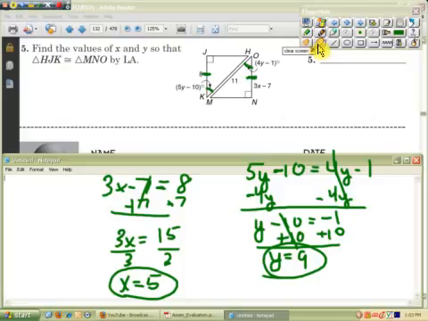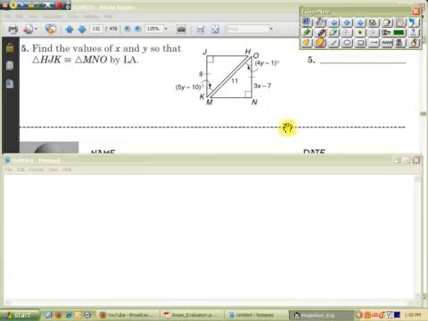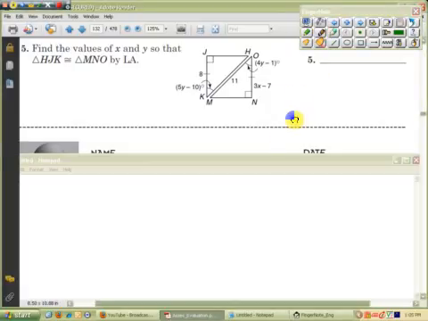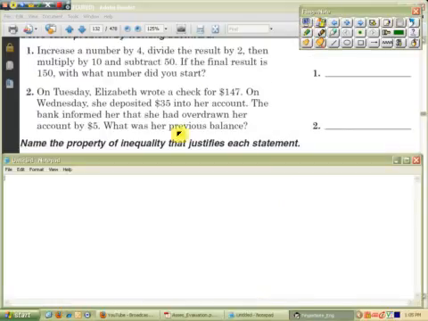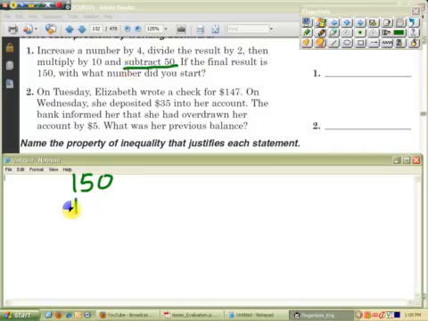So let's get rid of this and move down to number 1 on the next section. What you want to do for number 1 is start with the answer 150 and do everything backwards that they did. If the final result is 150, I'm starting there. The last thing they did was they subtracted 50, so you have to do the opposite. I want to add 50. That gives me 200.